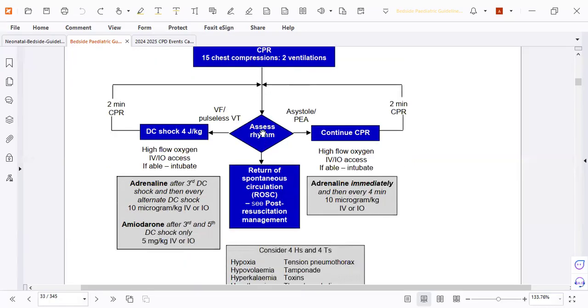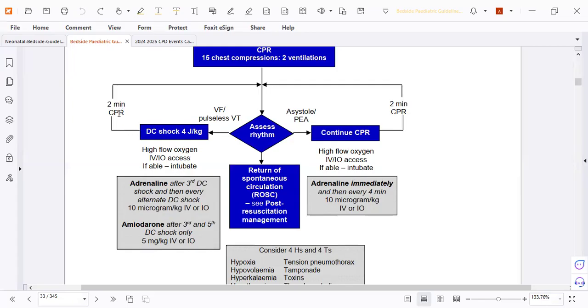Then assess the rhythm accordingly, which is shockable or unshockable, as we have mentioned before. If you have VF, which is ventricular fibrillation, or pulseless ventricular tachycardia, you will go ahead for DC shock, which is 4 joule per kg, with high flow oxygen, IV or interosseous access. If you were able to intubate, just go for intubation.